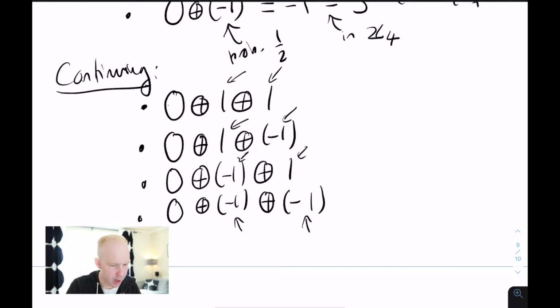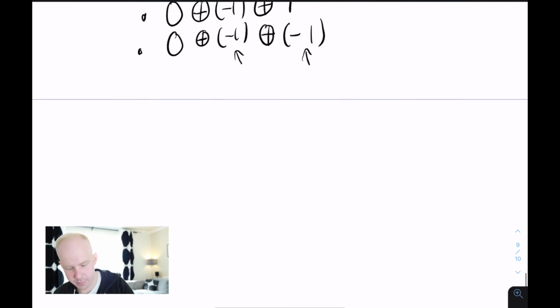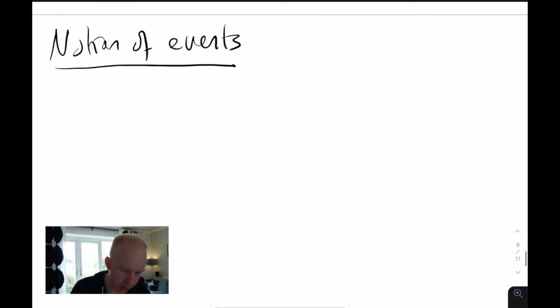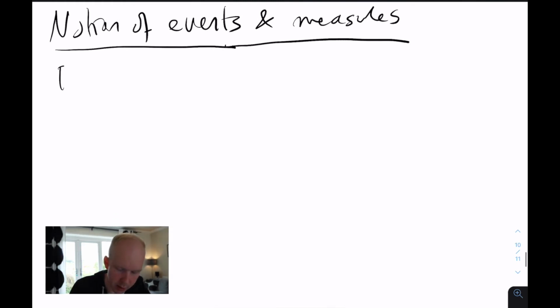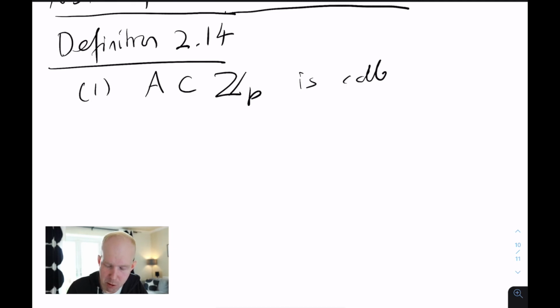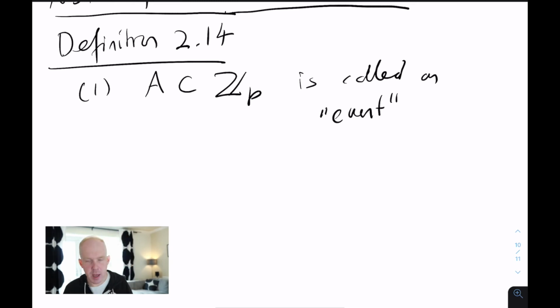Okay. One other thing I wanted to talk about is that on probability distributions, you also have the notions of events and measures. So in the lecture notes we have definition 2.14, which says that if A is a subset of ZP, then it is called an event. So an event in the language of probability is just a subset of ZP. For example, the subset of Z4 consisting of the points 0 and 2 is a subset, and that's an event.